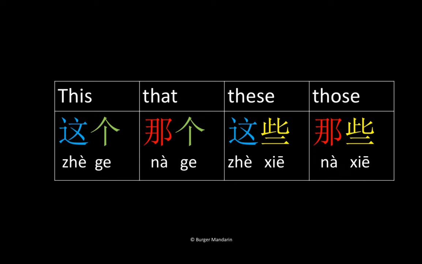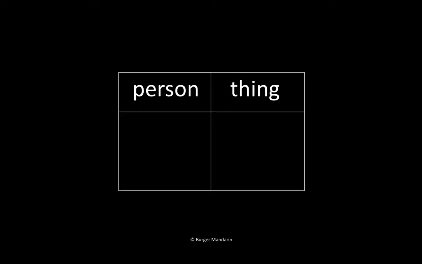Have you noticed that it's just a combination of 这, 那, 个, and 些? 这 indicates something or someone in front of you. 那 means something or someone farther away from you, while 个 indicates a singular amount of thing or person, and 些 indicates a plural amount of things or people. 这个, 那个, 这些, 那些. Additionally, 这个 and 那个 can be shortened to 这 and 那.